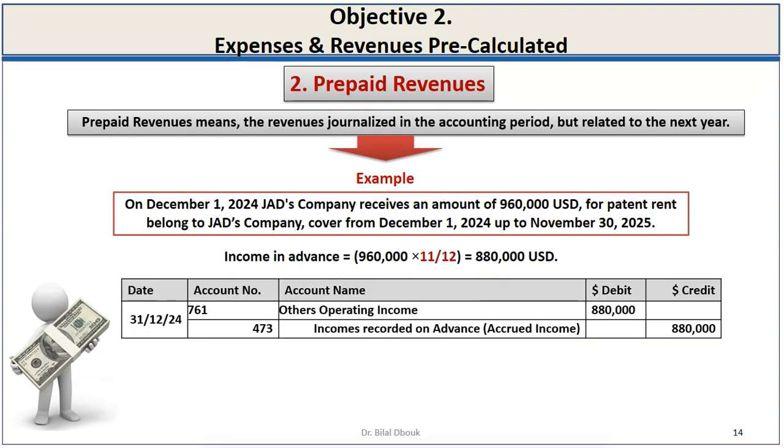So what we must record at the end of year 2024 as an adjustment entry is that we must debit 761 account other operating income and credit 473 account income recorded on advance.